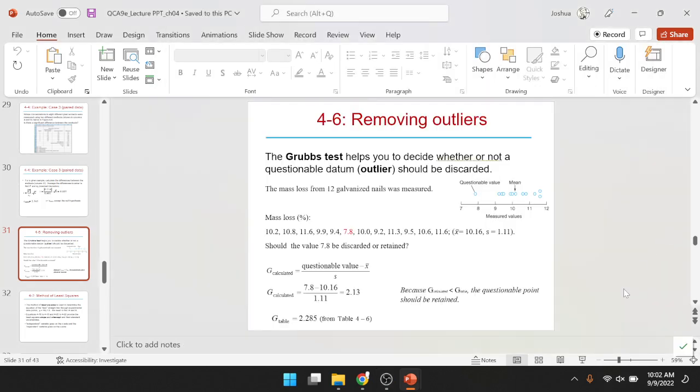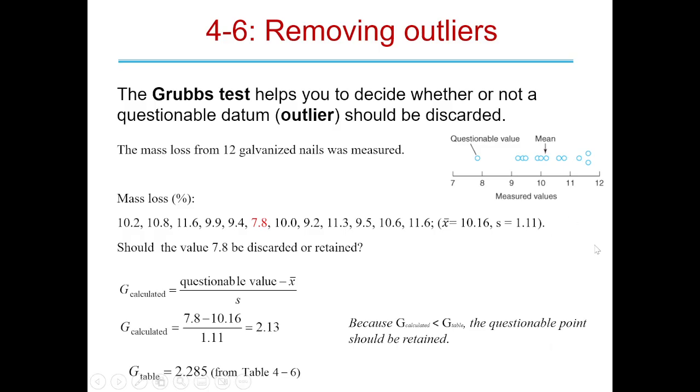Started. Finish up chapter 4. Go on to chapter 5. Okay, so this is how you actually remove an outlier.